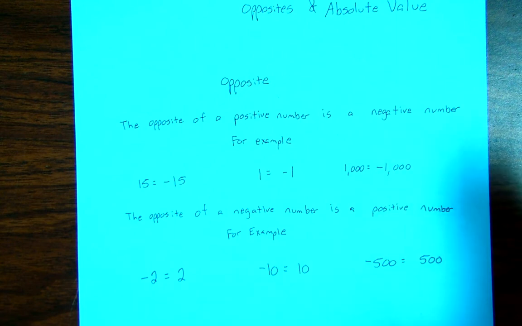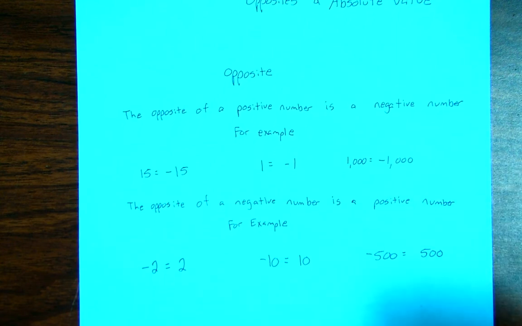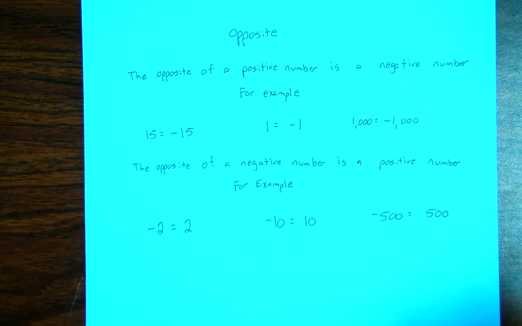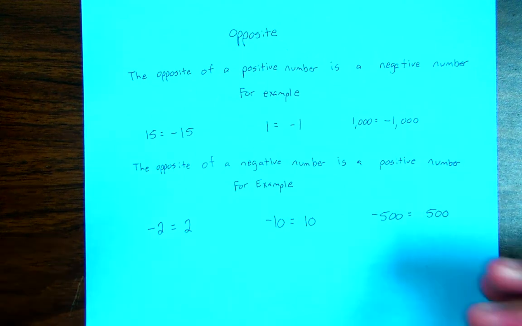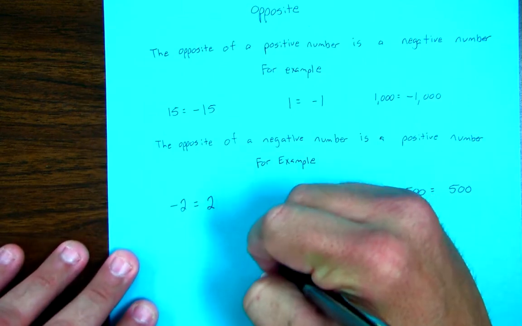That is it for opposites. There's only one trick, and it's not even that tricky. What is the opposite of 0? There is no opposite of 0. The opposite of 0 is just 0. Okay, so that's opposites. Now, absolute value.